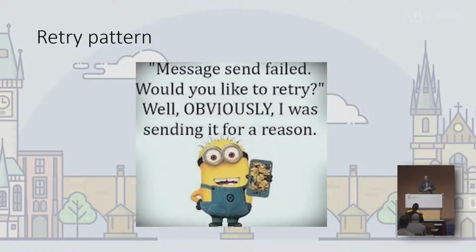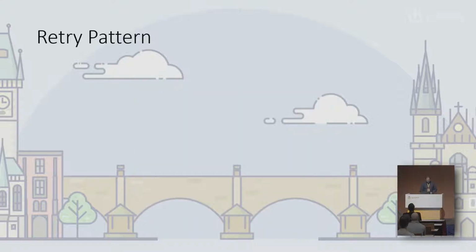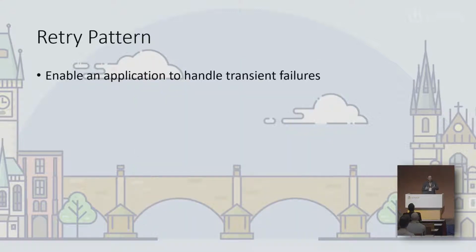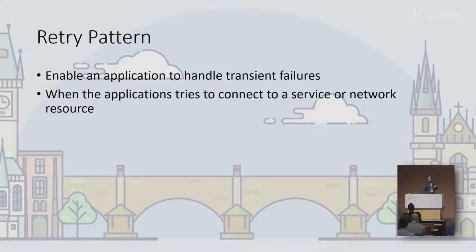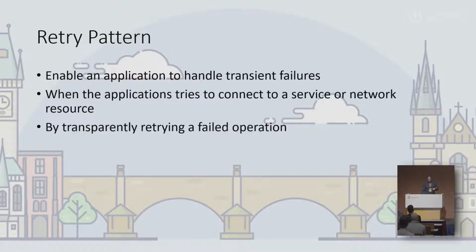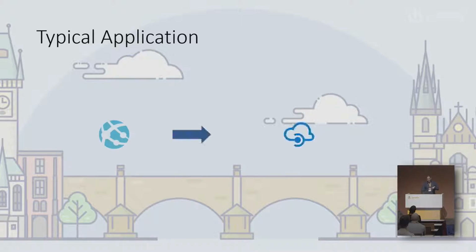So we're going to talk about the retry pattern. Obviously, you got my message. Why don't you retry it? So what is the retry pattern? It's similar to the circuit breaker, but it enables the application to handle transient failures when it tries to connect to a service or a network resource, by transparently retrying a failed operation. In a typical application, you're communicating with some kind of service, and there's a network failure. Somehow they rebooted the AWS servers or whatever it is.